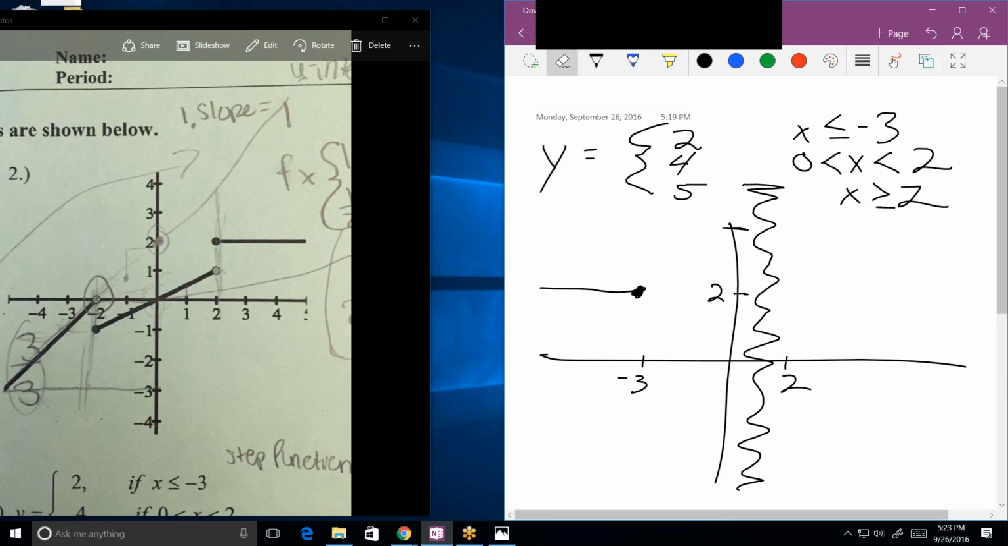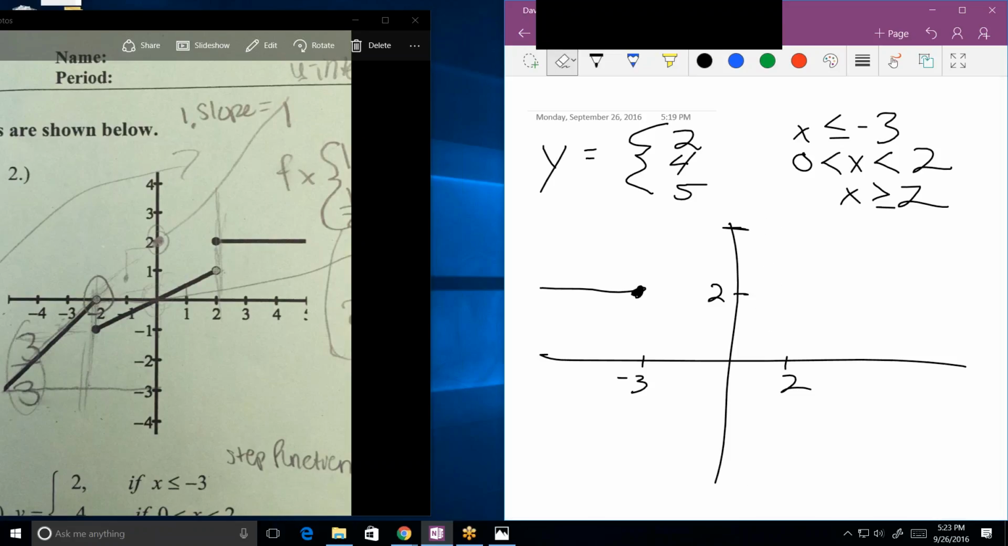Always pay attention to your domain before you worry about the function. The function says y is equal to 4, and it's open at both ends. So you go from there to there.